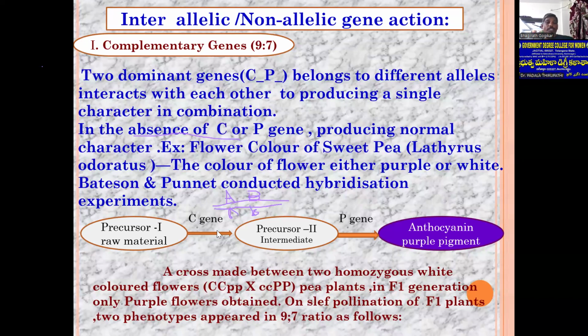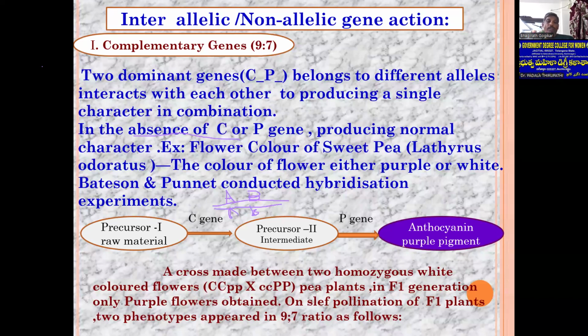So the first gene is the C gene. The C gene catalyzes the reaction. The precursor 1 raw material is changed into precursor 2, an intermediate molecule. Then the precursor 2 molecule is changed into anthocyanin, the purple color pigment, by the action of the P gene only. So both the genes are required for the production of color in the flower.